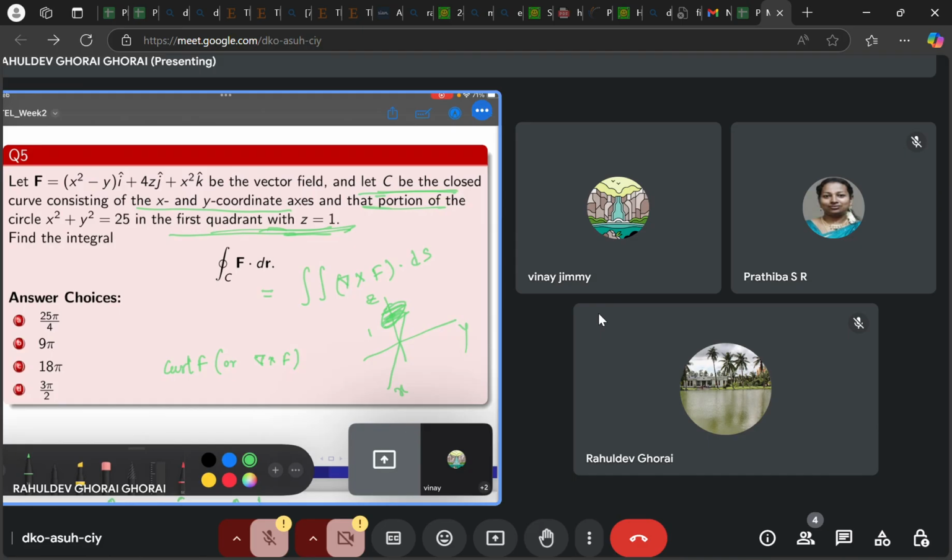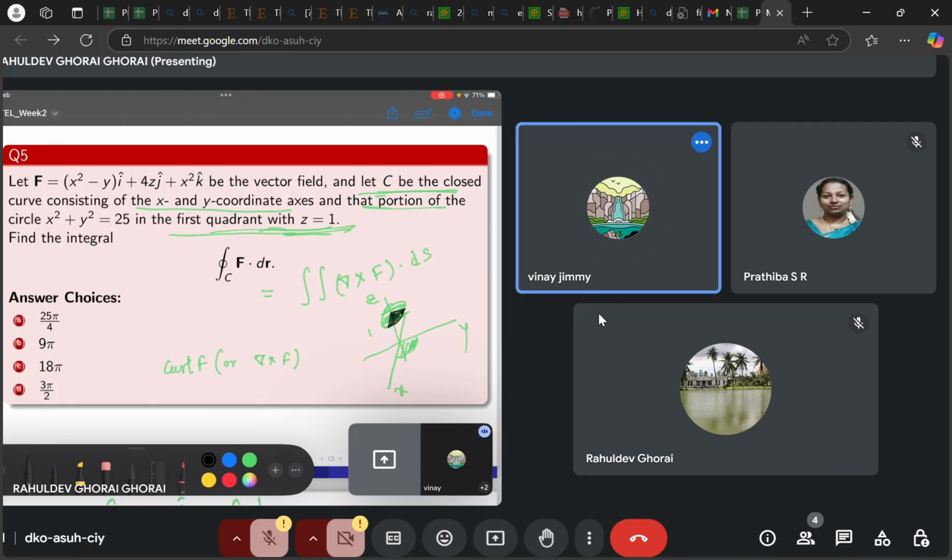C is the closed curve consisting of x and y coordinate axes, and the portion of the circle in the first quadrant with z equal to 1. Oh, I see. I think this is this quantity only. Yeah, I understand. So then it will be like this. Do you understand now? What is the curve C?